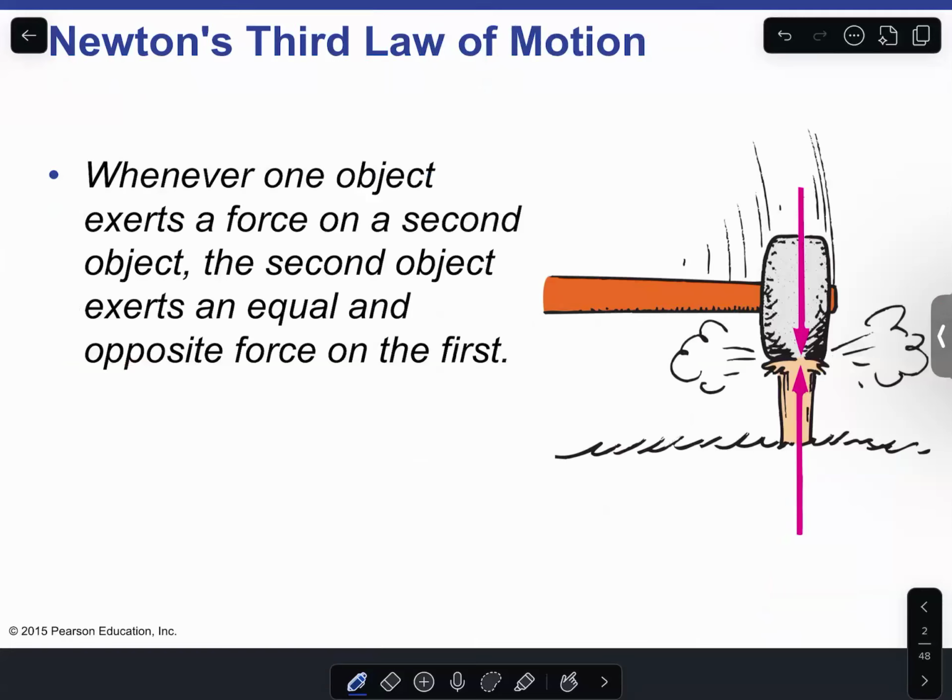Here's a way of putting the third law. Note how many objects there are. One object on a second object, the second back on the first. You cannot introduce a third object. That is not part of the third law. It is not guaranteed that other forces exerted by other objects will always be equal. Third law guarantees that if A pushes B, B pushes A. I don't know about C.